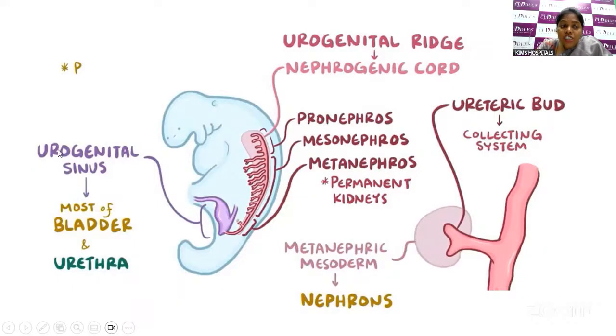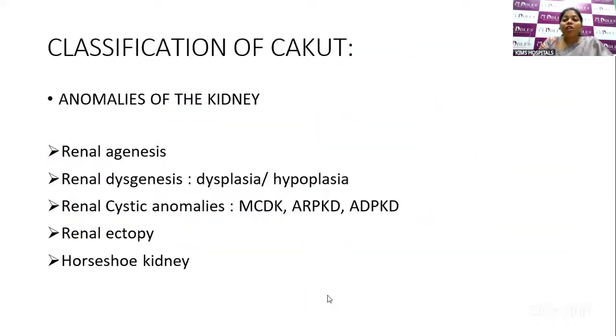So the urogenital sinus forms most of the bladder and the urethra. So from the metanephros forms the ureters and the collecting system, and the metanephric mesoderm forms the nephrons. So coming to the classification of CAKUT, there are abnormalities of the kidney, that is renal agenesis, renal dysgenesis, or dysplasia or hypoplasia, renal cystic abnormalities like multicystic dysplastic kidney, autosomal recessive polycystic kidney, autosomal dominant polycystic kidney, renal ectopy, and horseshoe kidney.